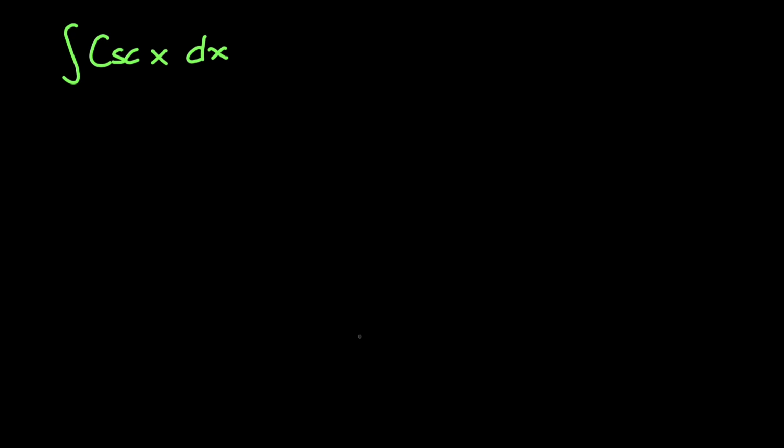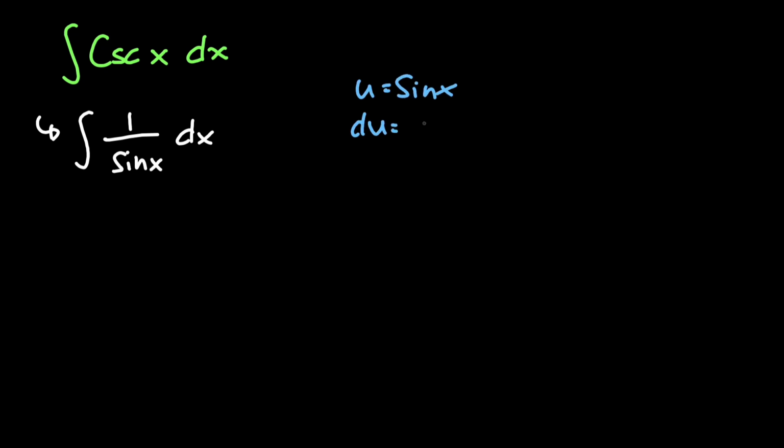Let's start with the integral of cosecant of x dx. If you're going to do this the normal way, you will put this in the simpler form, which would be 1 over sine of x dx, and you will do u substitution. Let u here be sine of x. Du would be the derivative of sine of x, which is cosine of x dx, and dx would be equal to du over cosine of x.